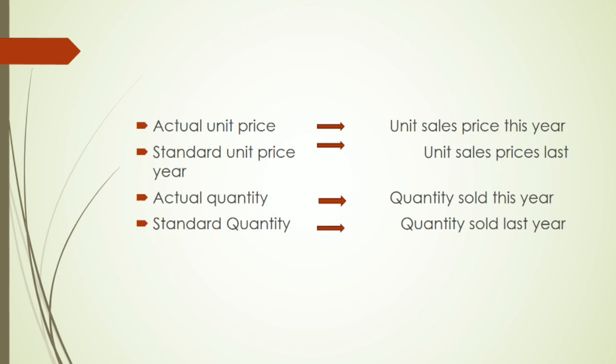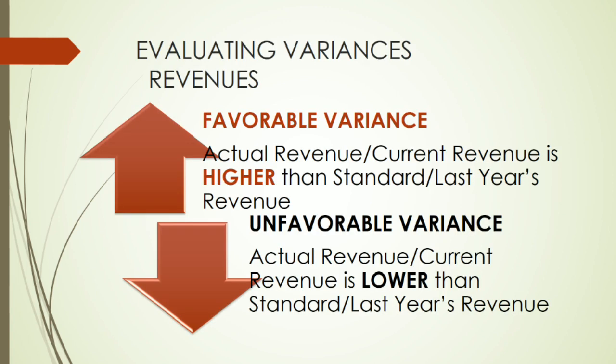So, ang actual natin, pag sinabi natin actual, yung sa current year or sa current period, yun yung gagamitin natin. And kapag standard naman, siya yung sa prior year or prior period. Evaluating variances. So, we have two evaluating variances. Yung first one is yung revenues and later on, yung sa expenses. So, paano nga ba natin malalaman kung favorable variance siya or unfavorable?